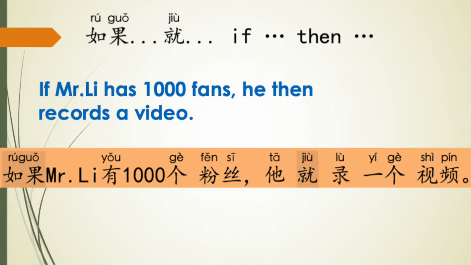Well, I don't know how to fly a plane. I might need also to hire a pilot, right? Last but not least, 如果就, if then. If Mr. Li has 1,000 fans, he then records a video. 如果 Mr. Li 有1000个粉丝, 1,000 fans, 他就, he then, 录, record, 录一个视频, record one video.